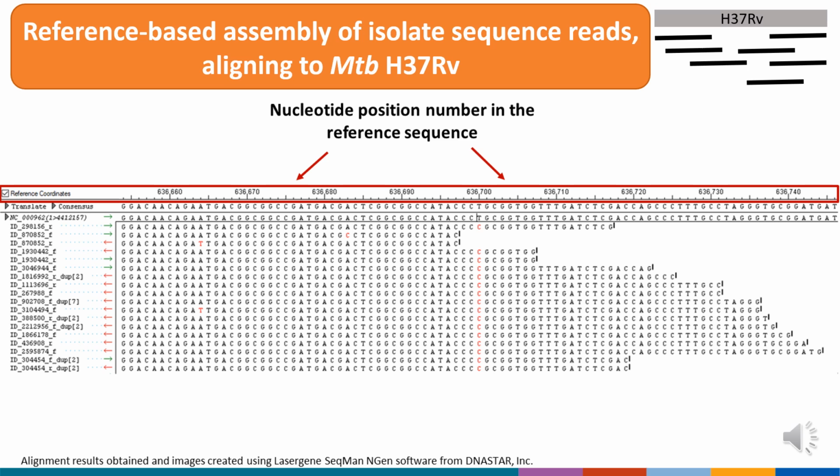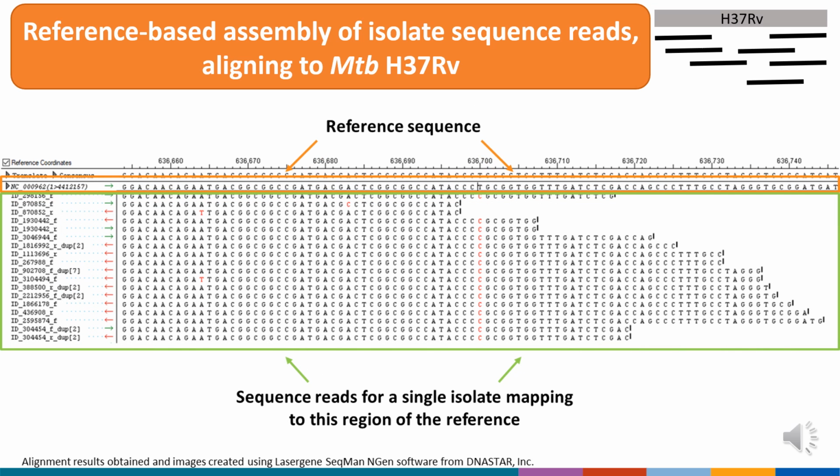And we can see we are looking at part of the genome, at position 636,654 to position 636,746. We can also see the reference sequence in the orange box, and below that in the green box are all the sequence reads for a single isolate that are mapping to this region of the reference.